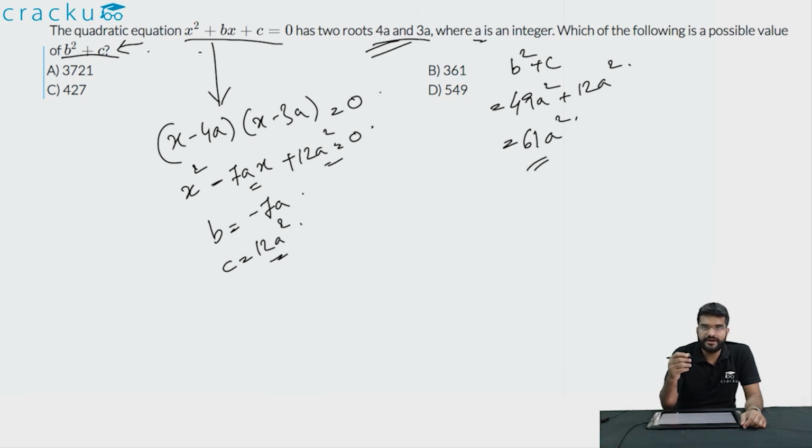So now we will have to look at all the options, see which of the options are multiples of 61, then divide that option by 61 and we should get a perfect square. Then that is a valid option.